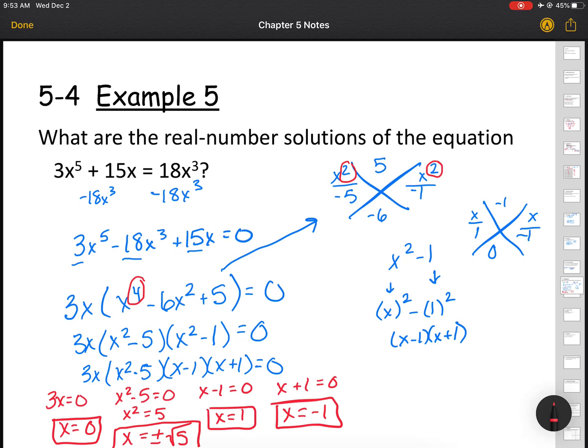So there's really 1, 2, 3, 4, 5 solutions here. Not 4, because we have this case of plus or minus with that square root of 5. So these are the 5 solutions, or real number solutions, of this equation after we factored it all the way down completely.